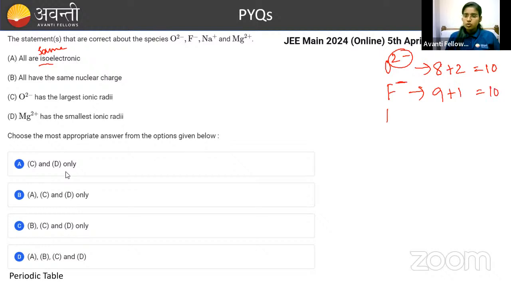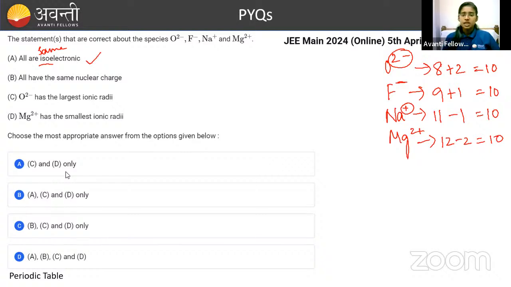Then if I go for sodium plus, the atomic number of sodium is 11, but it has lost one of its electrons. Plus means it has lost. So 11 minus 1 is 10. And coming to Mg2 plus, the atomic number of magnesium is 12, so it has lost 2 electrons. So 12 minus 2 is 10. All of them have 10 electrons, so they are all isoelectronic with each other. So statement A is correct.